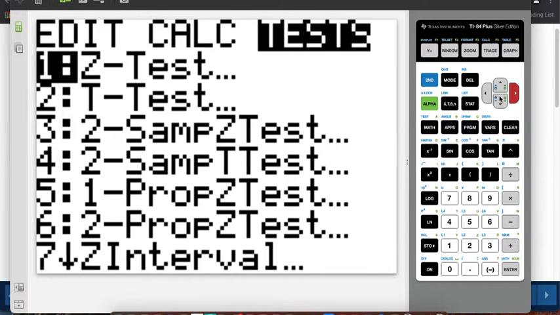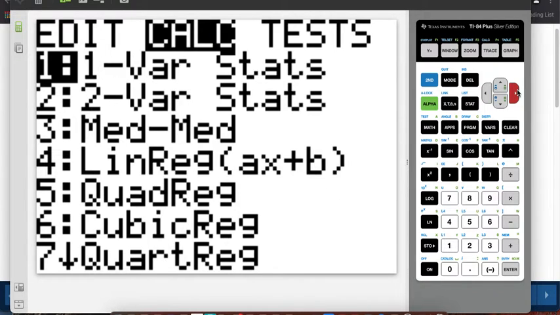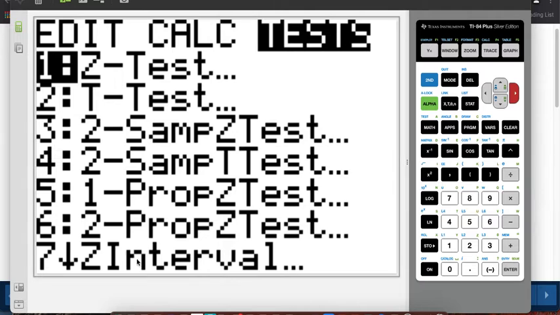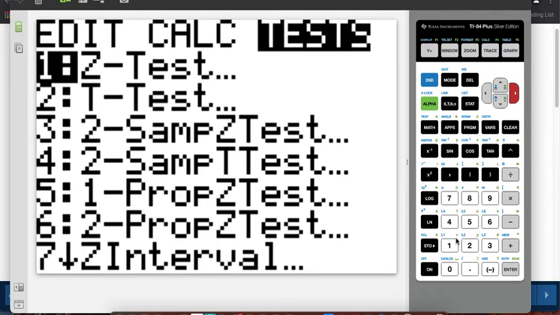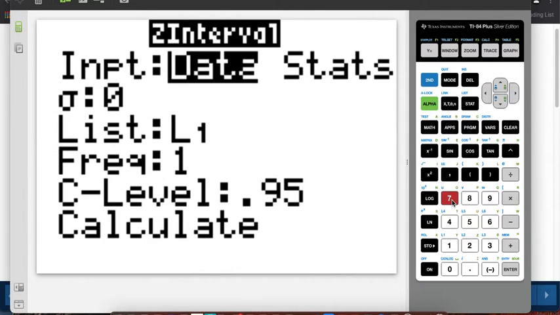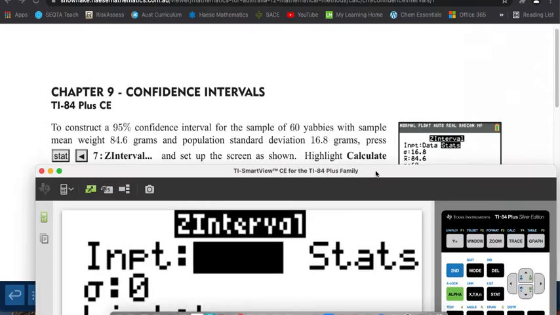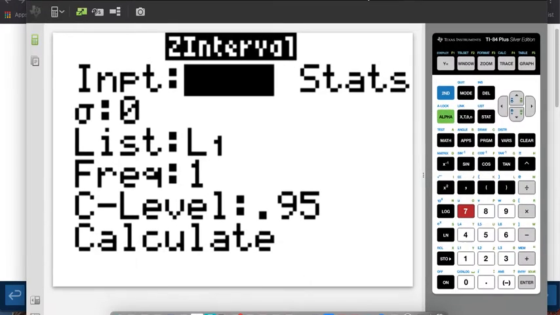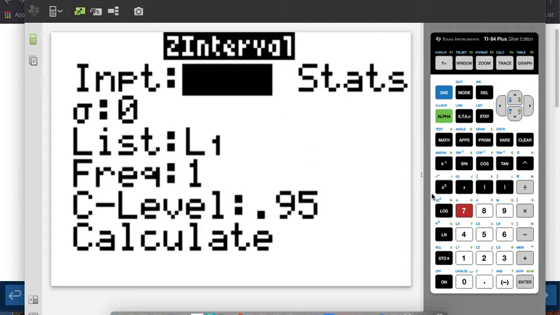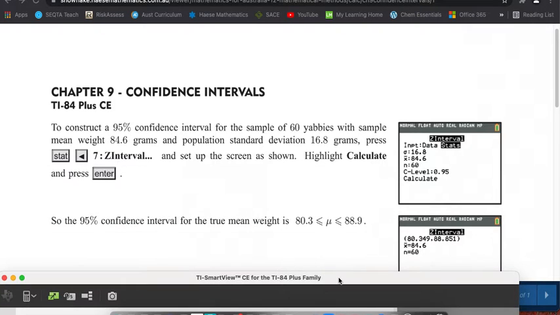Yeah, so you hit the stat button, but you'll need to go across the menus to tests. Okay, and it's the Z interval one, so number 7 that you want to use. Okay, that's really big and awful to look at. So the things that we need to do is, I would have thought it would be on stats. Does it say stats? I'll calculate.